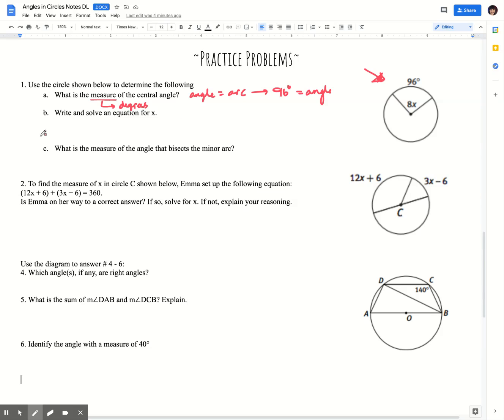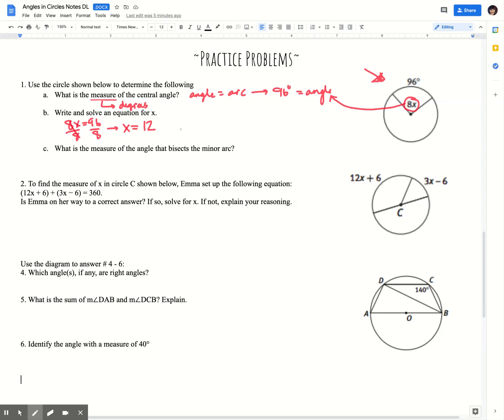Part B says write and solve an equation for x. I know that the angle has to equal 96 degrees, and I also know that the angle is 8x. So my equation is 8x equals 96. Then I'm just going to divide by 8 on both sides, and when I do, I get that x is equal to 12.